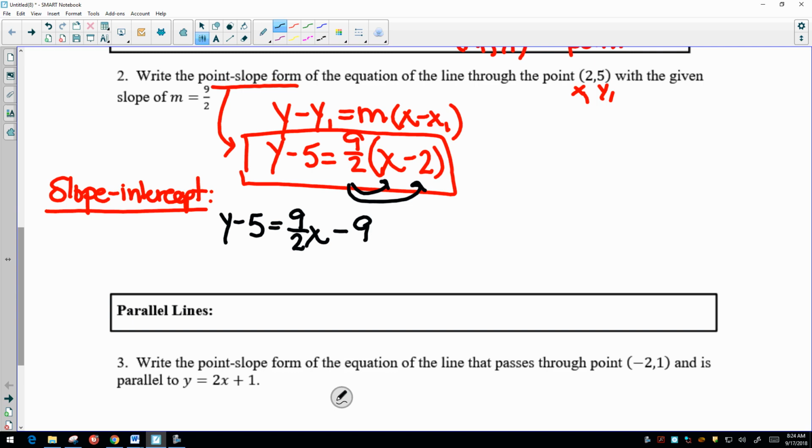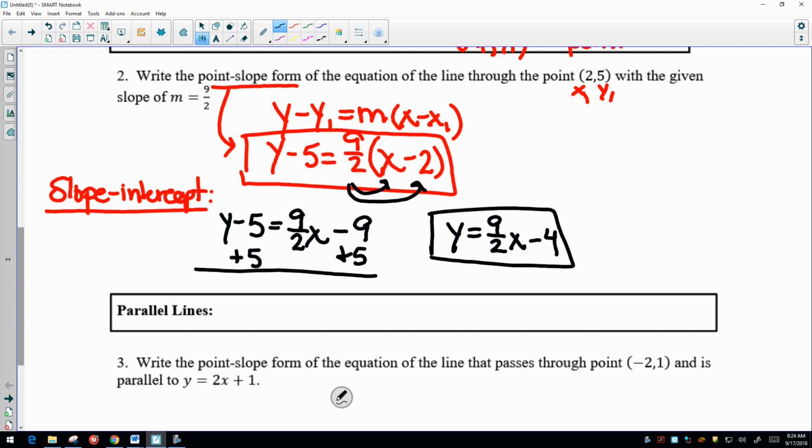this would simplify down to 9. Now we still want slope-intercept form, which means we got to get y by itself. So at this point, we add 5 to each side, and now your final answer becomes y equals 9/2 x minus 4. And now again, did you have to do this for this problem? No. This is just a, well, what if they said get it into slope-intercept form? Okay, so take it one step further.